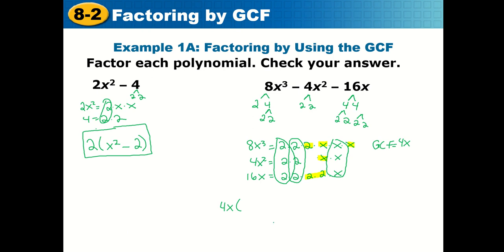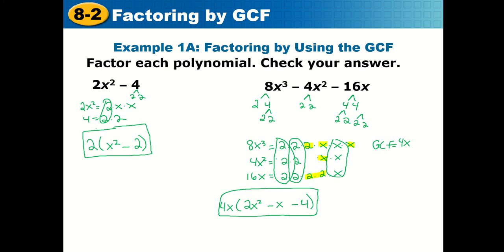Okay, so now with my 4x squared, we're going to keep these negative signs here. So it's going to be 2x squared minus x minus 4. And that right there is your answer.